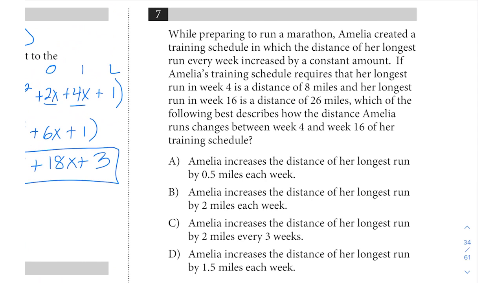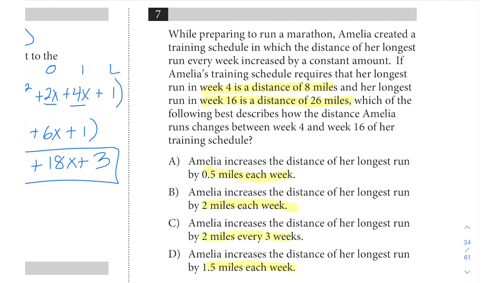As we move on, we're going to take a look now at question 7. Here it says, while preparing to run a marathon, Amelia created a training schedule in which the distance of her longest run every week increased by a constant amount. If Amelia's training schedule requires that her longest run in week 4 is a distance of 8 miles, so at week 4 she's at 8 miles, and her longest run in week 16 is a distance of 26 miles, which of the following best describes how the distance Amelia runs changes between week 4 and week 16 of her training schedule?